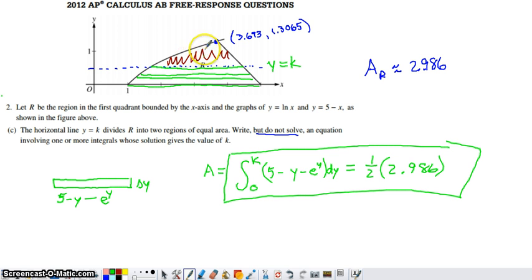We could have focused on the region that was shaded in red here, and if we had done that, we'd have really the same expression for the width of one of our red slices, right? Right-hand x is still on the line, left-hand x is still on the curve. So we'd still have this times delta y for the area of that type of slice, but the limits of integration would go from k up to this y value, 1.3065. And that would also have to equal 1/2 of the area of region R.